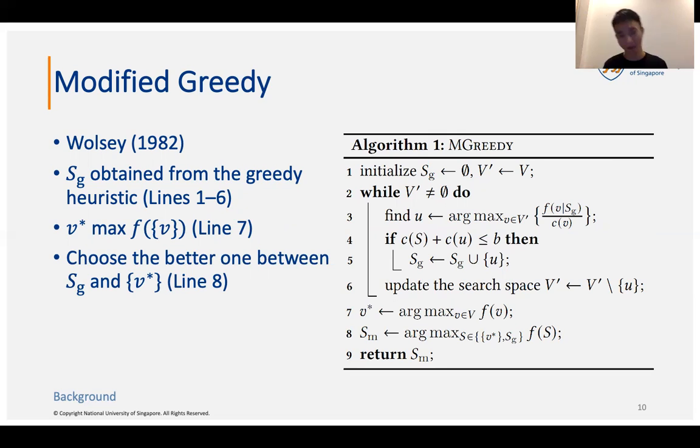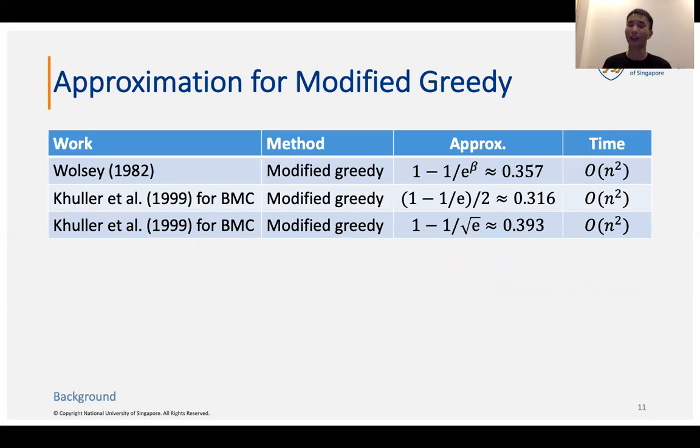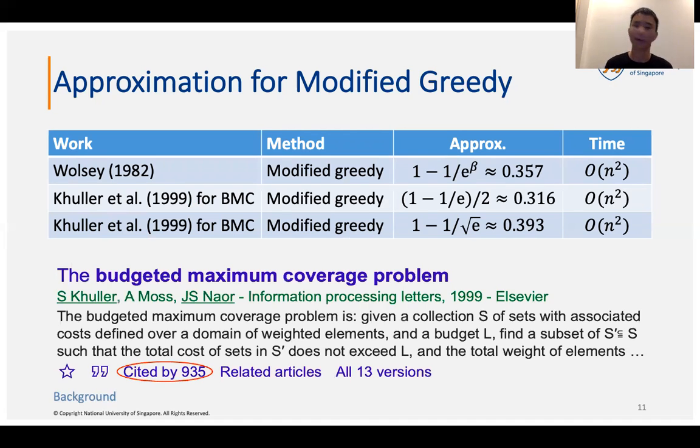Simple and elegant, but this algorithm can achieve a constant factor. In 1982, this factor was 0.357. And 15 years later, people found that this factor can be improved to 0.393. This is very good. Then people cited this work and referred to this result. Nearly 1,000 papers have cited this result.